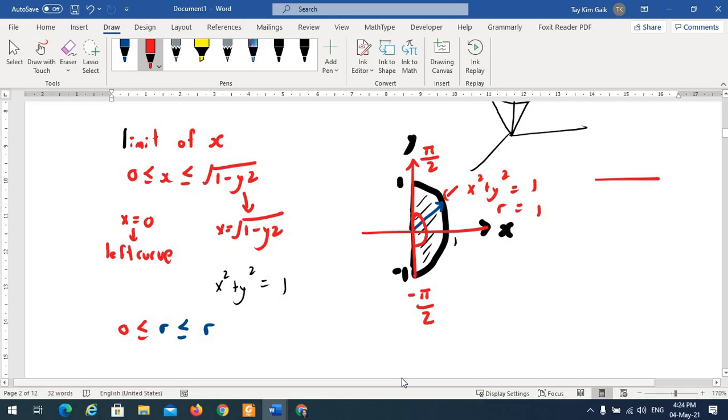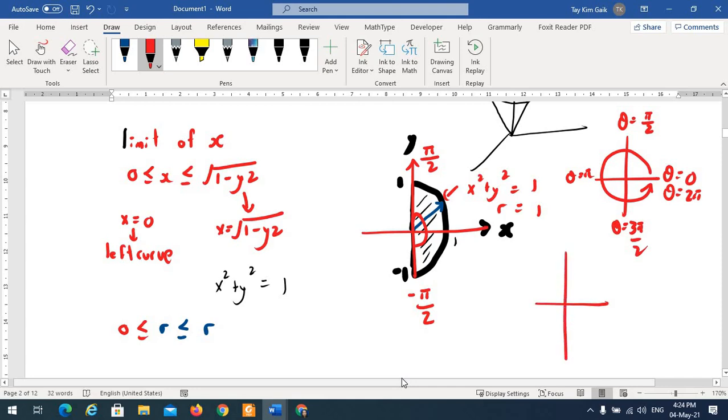Theta, if we measure anti-clockwise like this, this is theta equal to 0. Up to here, theta equal to pi over 2. Up to this one, theta equal to pi. This is theta equal to 3 pi over 2. So once a full cycle, theta goes up to 2 pi. Now we involve the first and the last, the fourth quadrant.